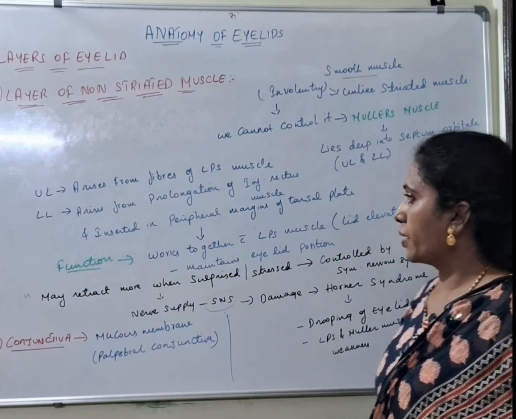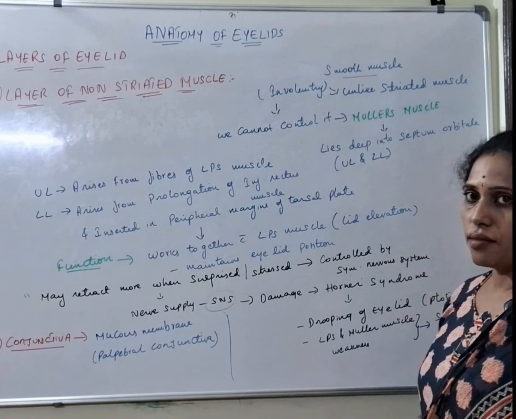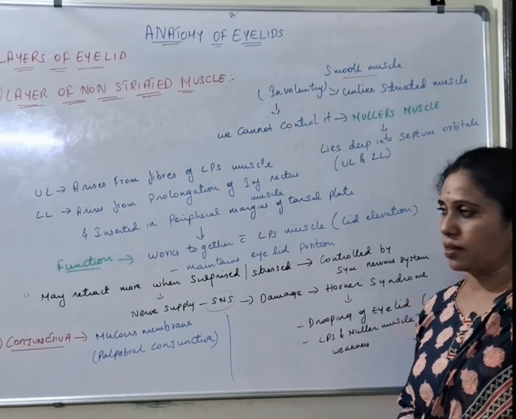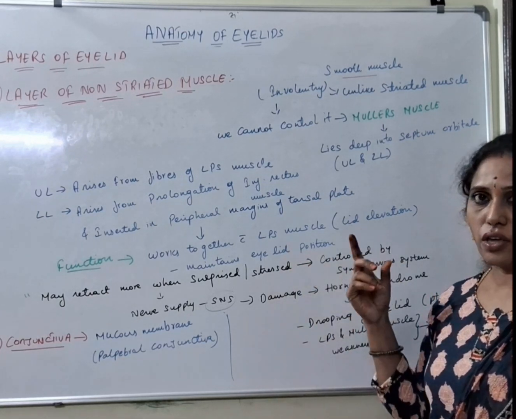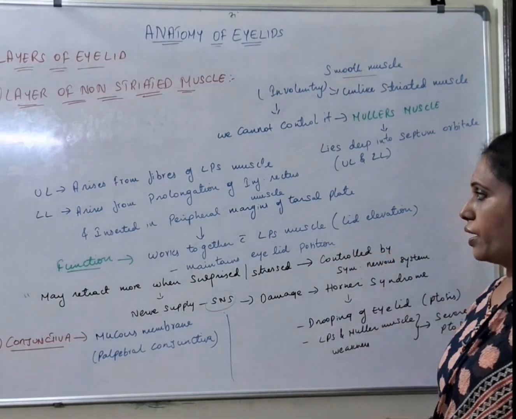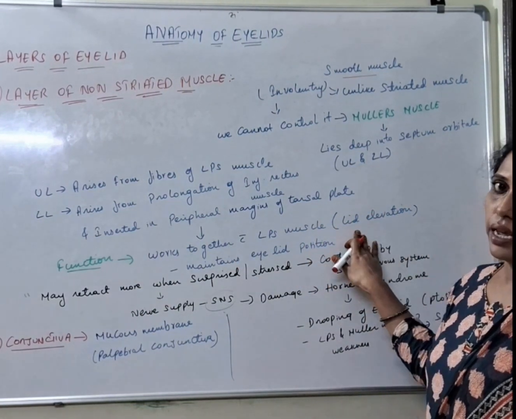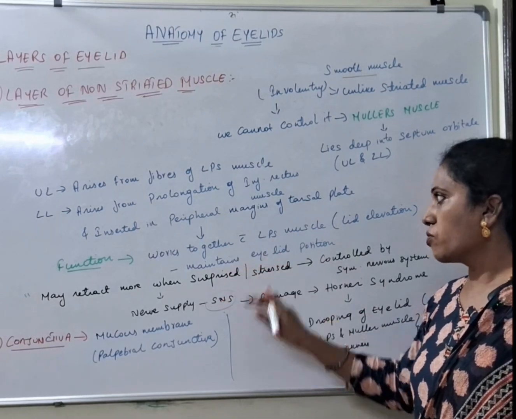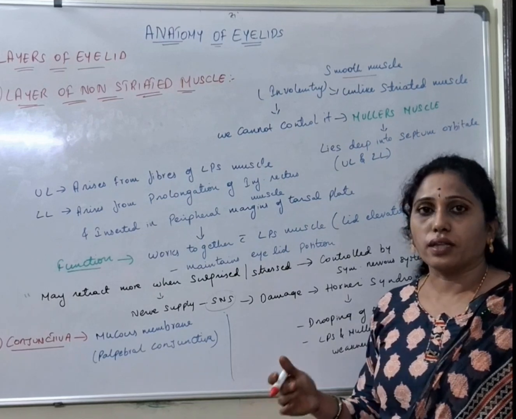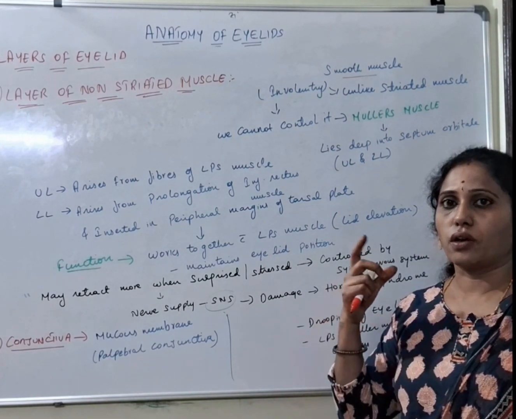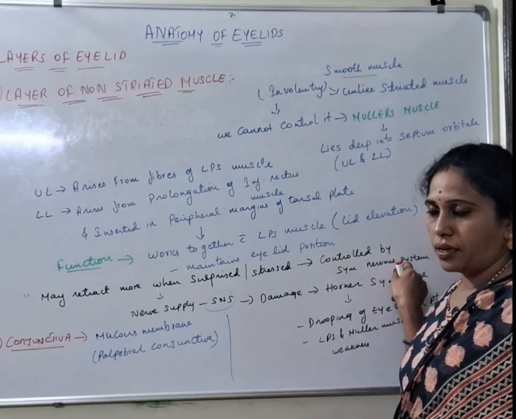And coming to the function of this layer, the main function of the Mueller's muscle is that it works together with the levator palpebrae muscle. What is the function of the levator palpebrae muscle? It is mainly useful for the elevation or raising of the upper eyelid, right? So it works along with the LPS muscle for lid elevation, as well as it also maintains the eyelid position. Sometimes this Mueller's muscle may react more whenever you get surprised or stressed. What happens? You make your eyes bigger, right? That happens automatically because it is under the control of the sympathetic nervous system.